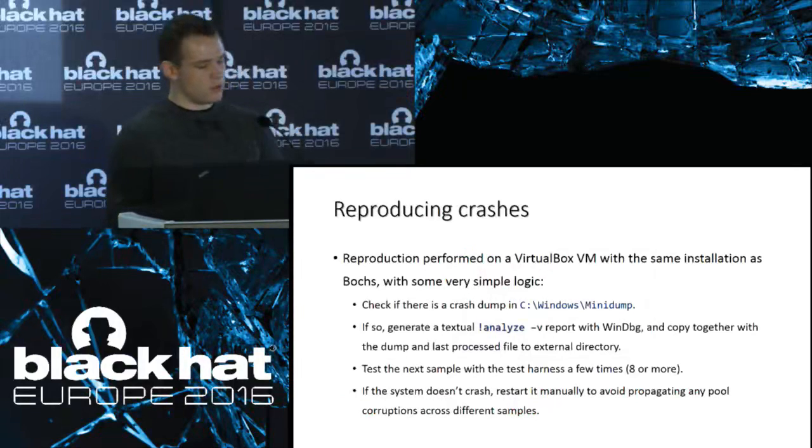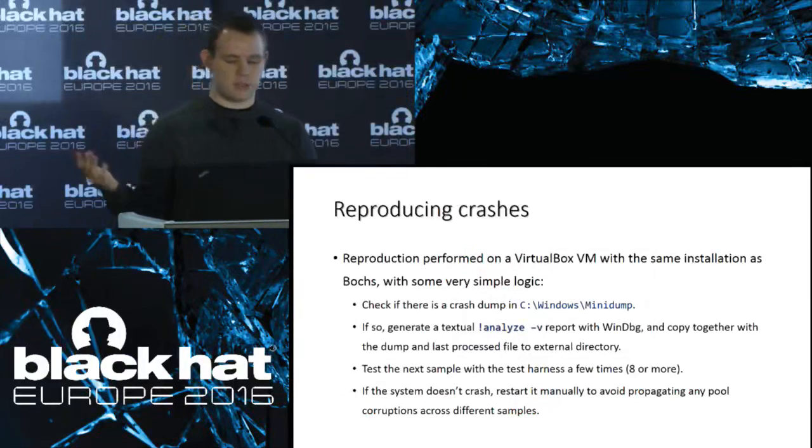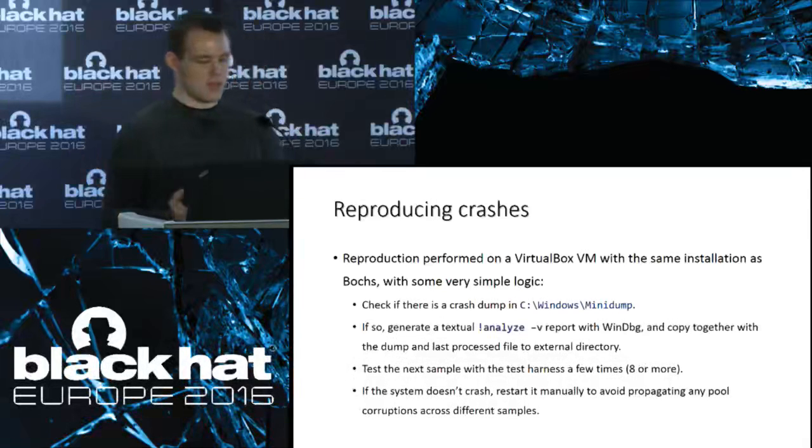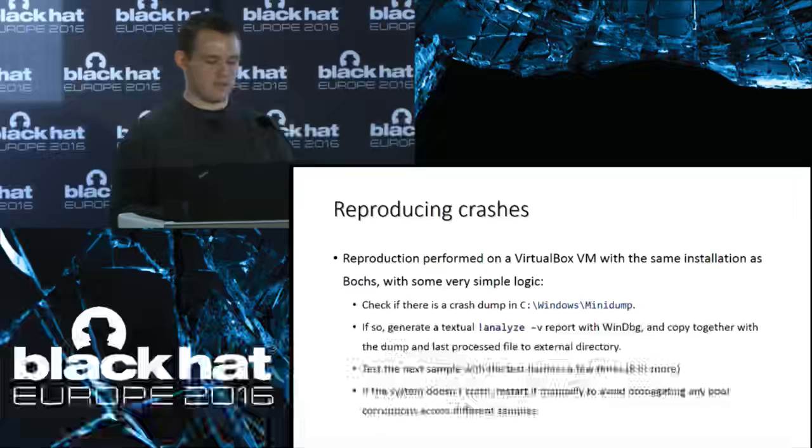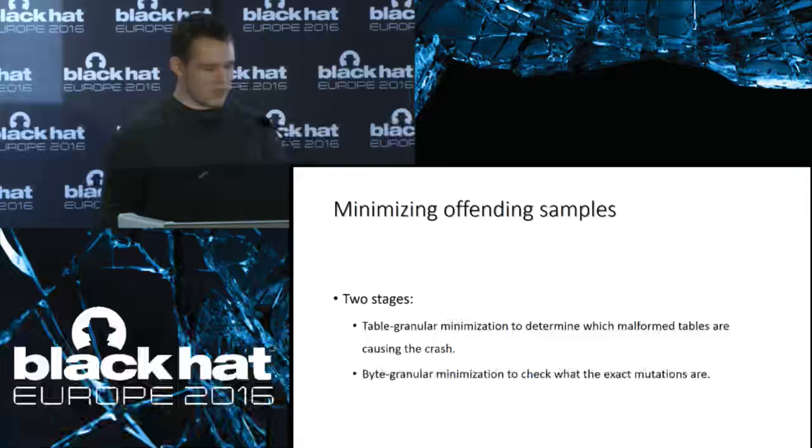And then when I wanted to reproduce the crashes, I would do it in a separate VirtualBox VM. I would just load the font in the same way as during the fuzzing and then check if there is a crash dump in the Windows directory. If so, I would generate a report from that and save it. I also did some minimization, but I won't really talk about it anymore.